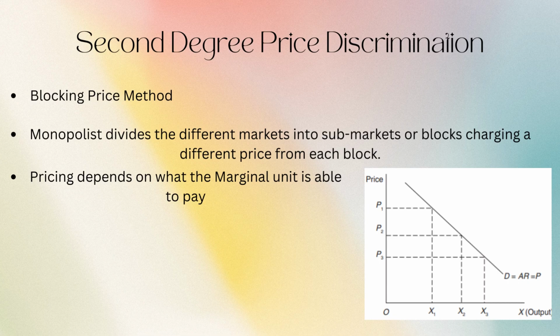Second degree price discrimination. This is also called the blocking price method. Here the monopolist divides the different markets into submarkets or blocks, charging a different price from each block. Here the pricing depends on what the marginal unit is able to pay.